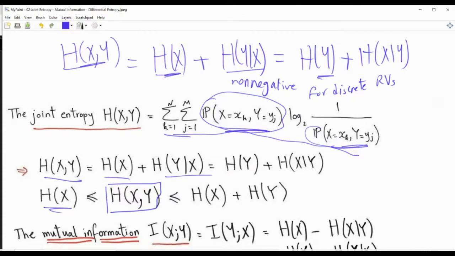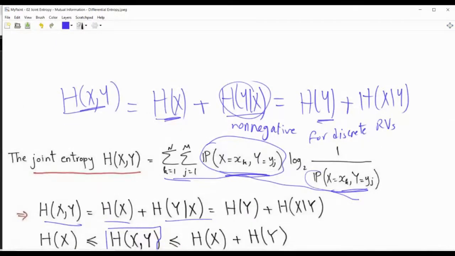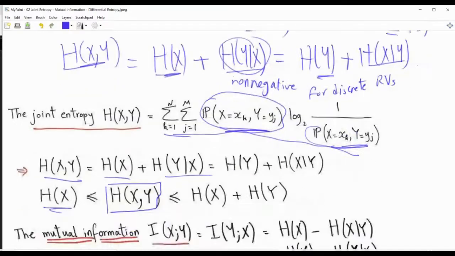But from the previous slide, we said that the conditional entropy is upper bounded by the unconditional entropy. So you can upper bound this term by H(Y), and so the sum of the two entropies is an upper bound on the joint.